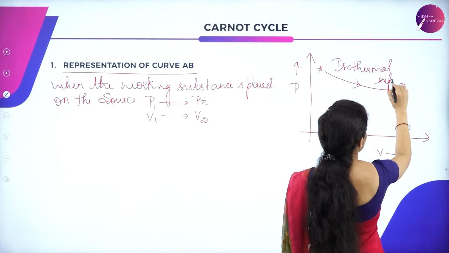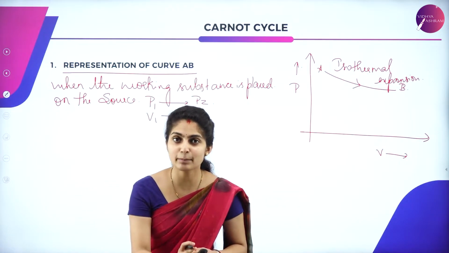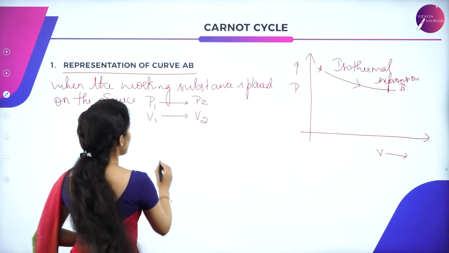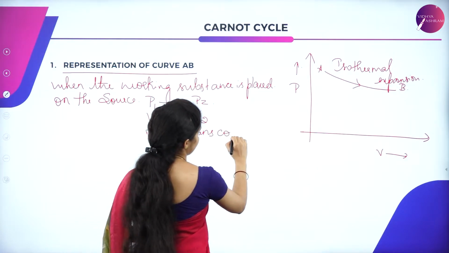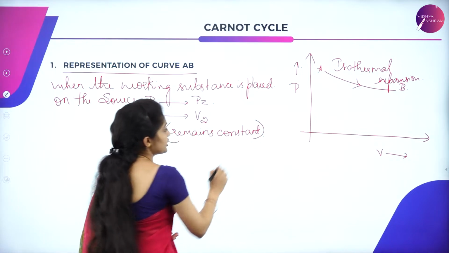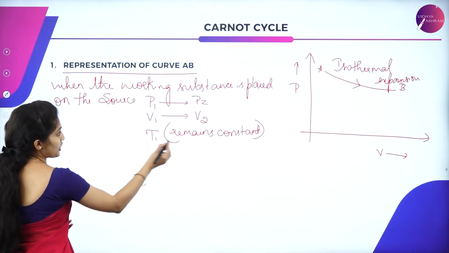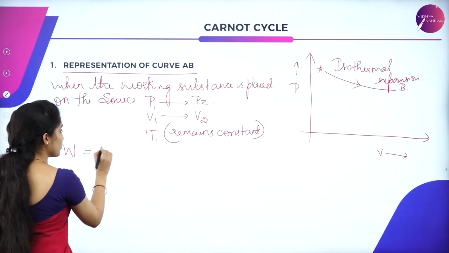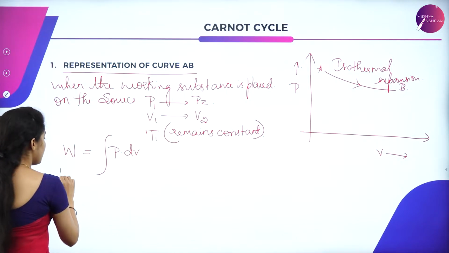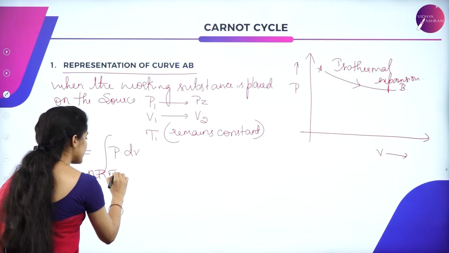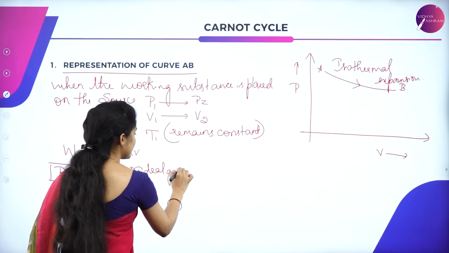Isothermal expansion is taking place. Isothermal means the temperature in the system is kept constant. So it is just T1 which remains constant. Temperature remains constant. Whenever we take the integration part of the work done, work done is equal to the integral of pressure and change in volume. We all know that PV is equal to nRT. This is the ideal gas equation.